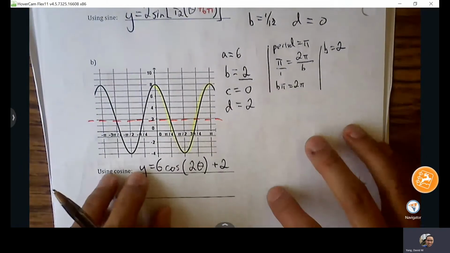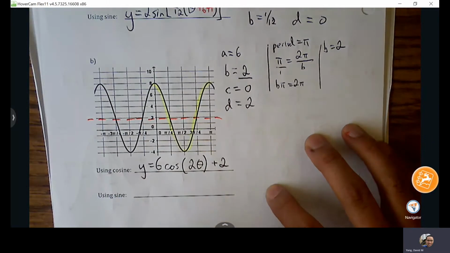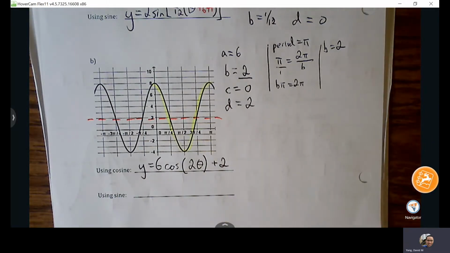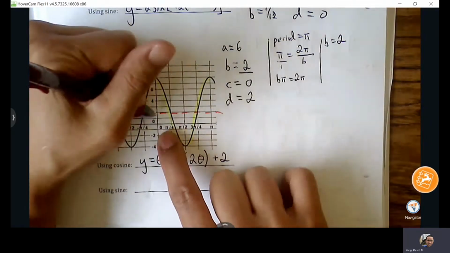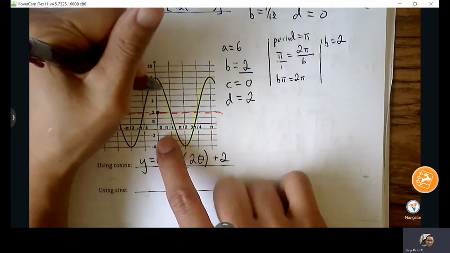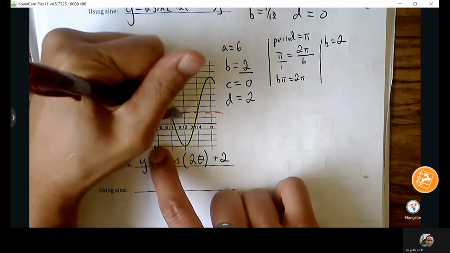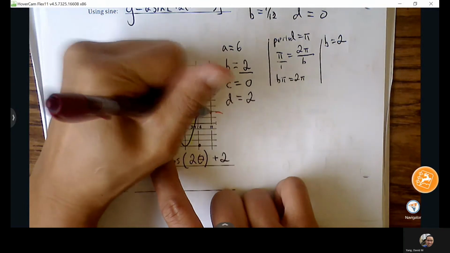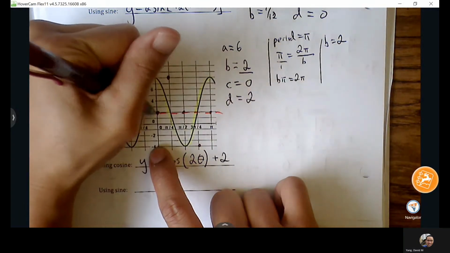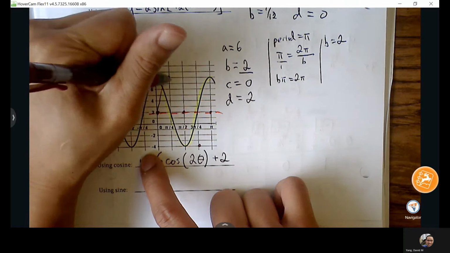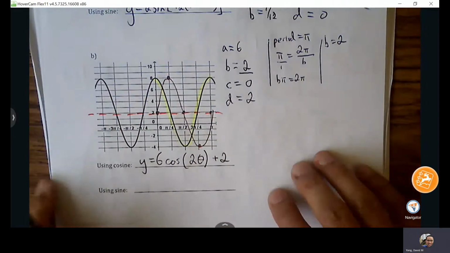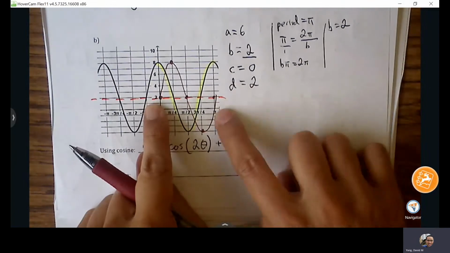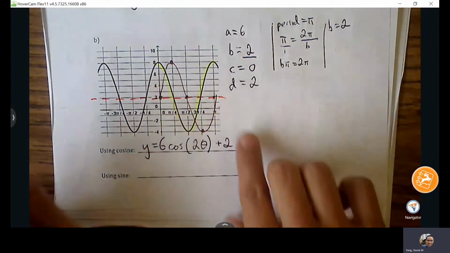Okay, so we have our cosine. Now we're going to build our sine, right? Let's graph a sine graph that's nearby. So for a sine graph that's nearby, I have to start at the center, and I'm going to get to my max. So that looks like a sine graph, right? That's a sine graph with a period of pi. Yes.